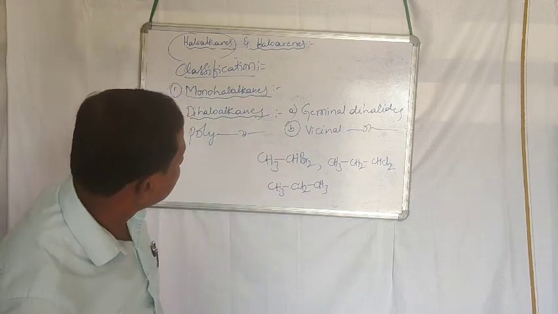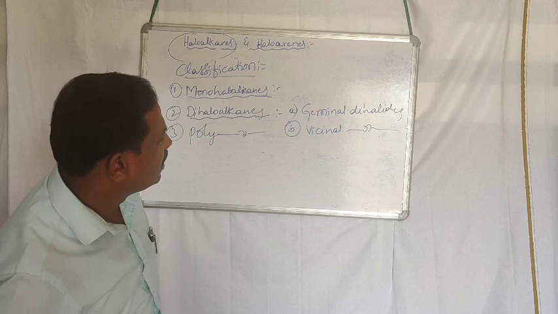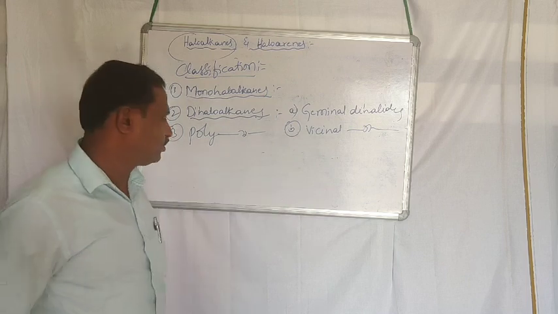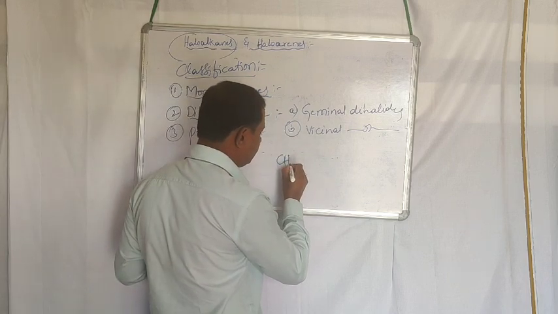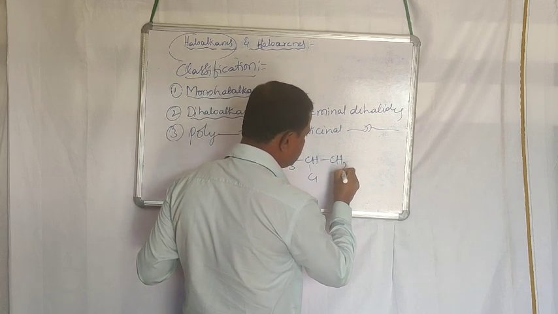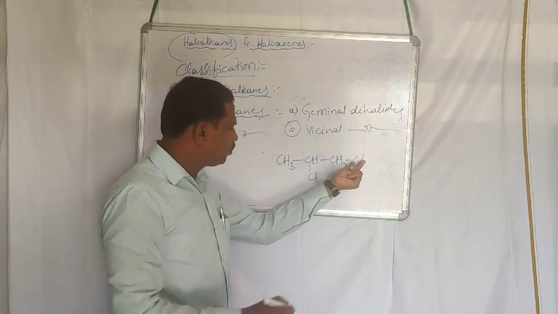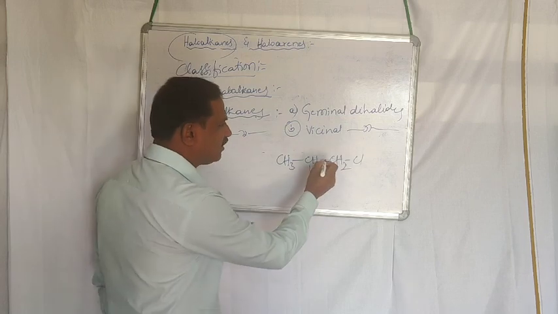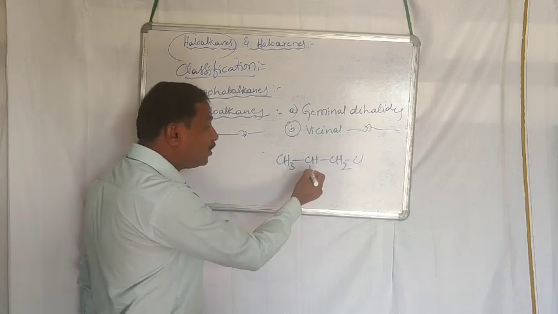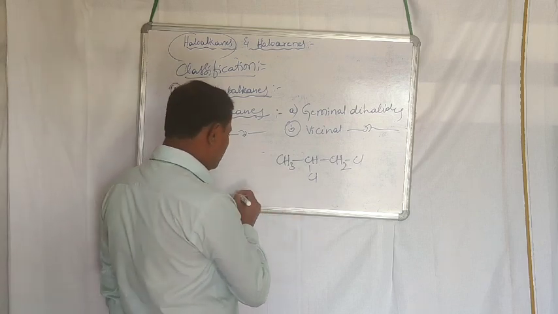Next is vicinal dihalides. Vicinal means adjacent. The two halogen atoms are attached to adjacent carbon atoms. For example, CH3CHClCH2Cl. The two chlorine atoms, or two bromine atoms, or two iodine atoms are present on adjacent carbon atoms. Hence it is called a vicinal dihalide. What is the IUPAC name? 1,2-dichloropropane.